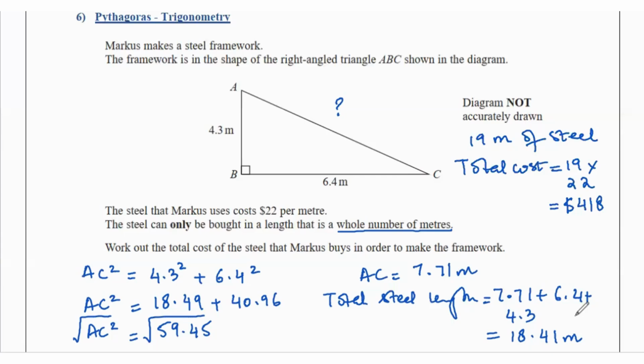The reason why we're not rounding 18.41 to 18 is because the total steel length that is required for the triangle is 18.41. So we cannot go lower than that. Hence, we round up, which is 19 meters.